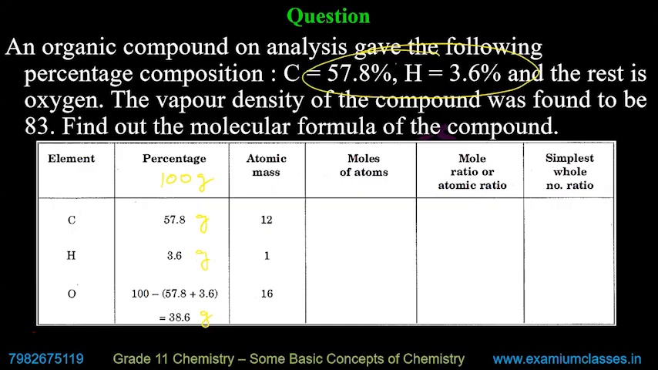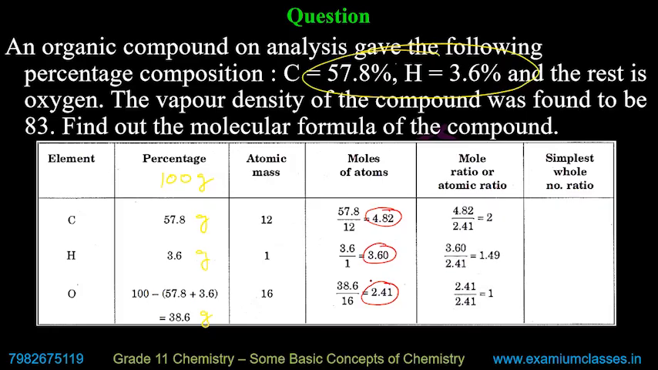Divide the mass by atomic mass to get the moles. So you got these many moles. From here, you will try to get the molar ratio. Divide by the smallest one, which is 2.41. So divide all by 2.41. Here you get 2, 1.49 and 1. 1.49 is actually 1.5. If you multiply all by 2, you will get simple whole ratio: 2 into 2 is 4, 1.5 into 2 is 3, 1 into 2 is 2.